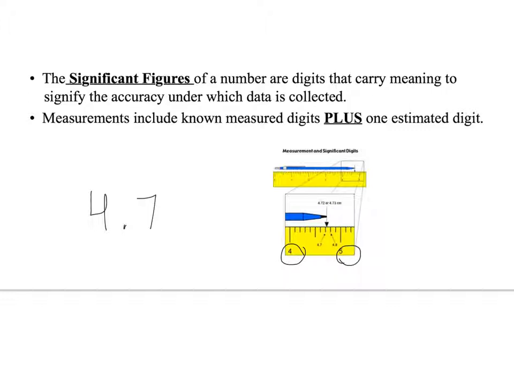So we could estimate 4.72, but you can see we could also estimate 4.73. So when taking a measurement, remember, it's all the known values plus an estimate. Now if you write either of these measurements, they are both correct because an estimate should vary from person to person.